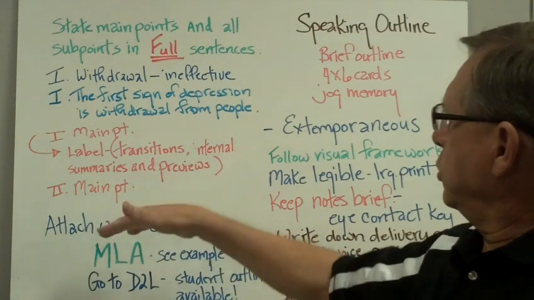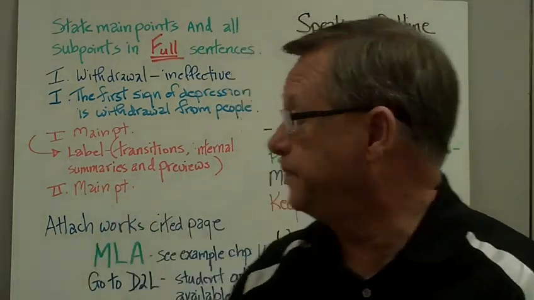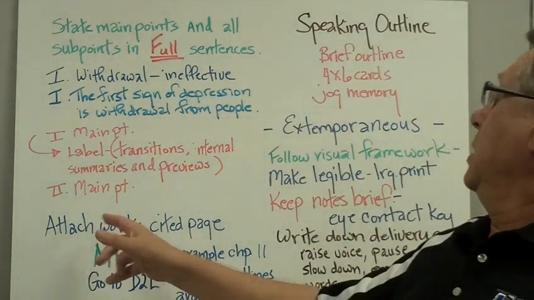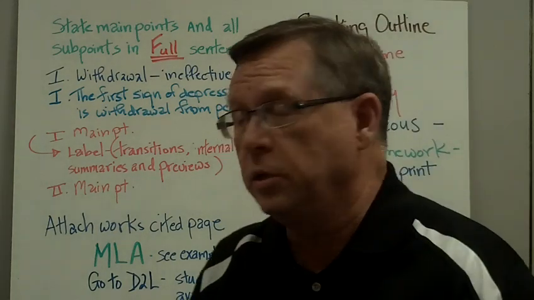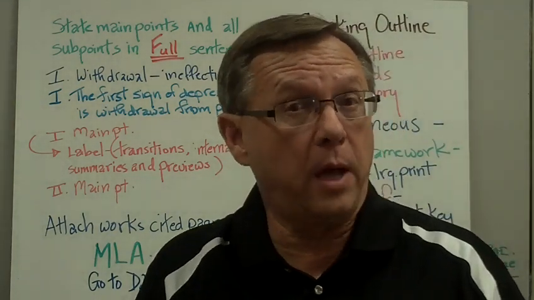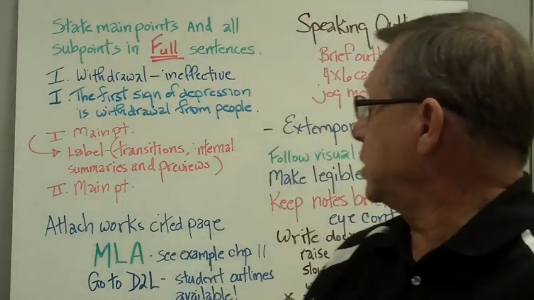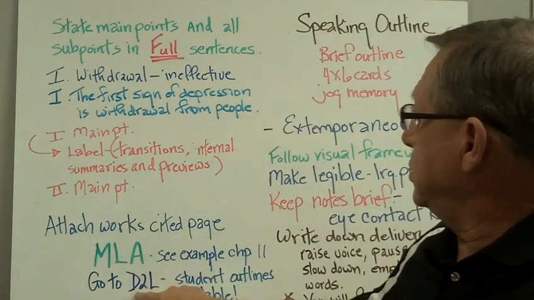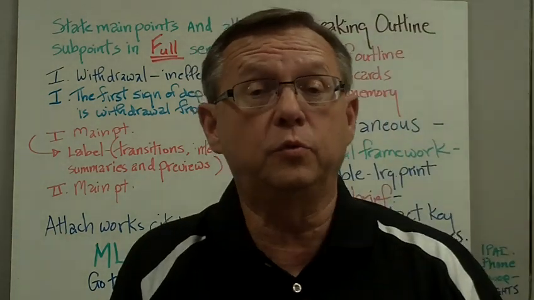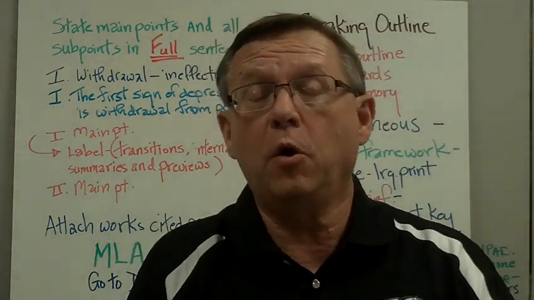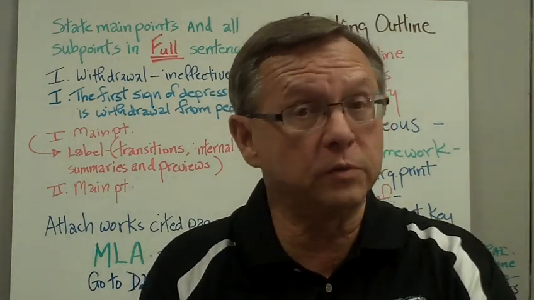Then, of course, you do your conclusion, outline that, and we'll show you the main parts that are included in the conclusion. You attach a works cited page in MLA format. Look at the preparation formal outline, if you will, in chapter 11. It's a good formal outline and you can see how to do one. I also, in D2L, have placed student outlines that are available for you to observe. These students have all made high grades, A's, on their outlines, and these will be very helpful to you as you prepare your speech.